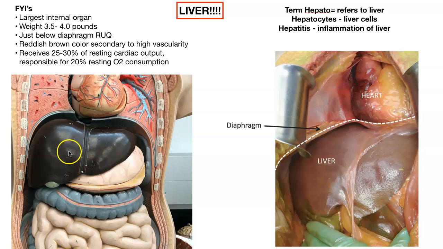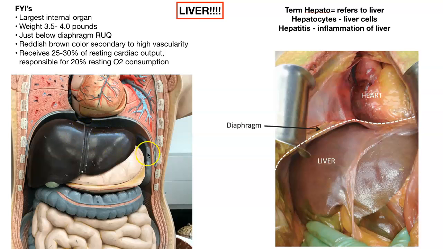This is huge. It weighs 3.5 to 4 pounds, and it is just below the diaphragm. This shows it is right underneath the diaphragm. Here's the diaphragm here, and there are ligaments coming from the liver that are going to be attaching it to the underside of the diaphragm.